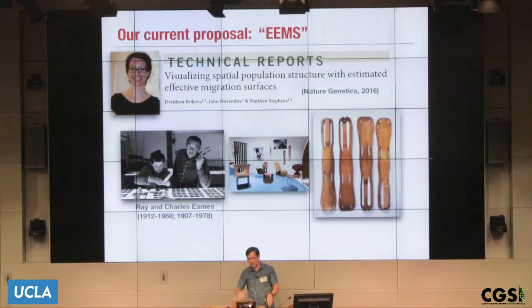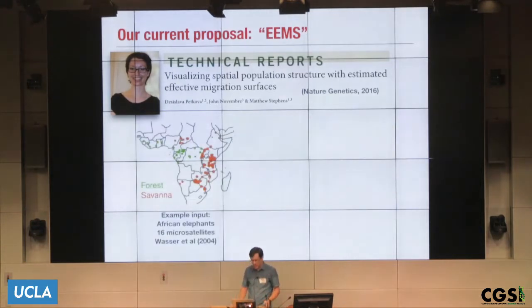So the idea is that we're going to be bending surfaces of our parameter values to help represent the complex relationship of genes to geography. And so I'll try to make that more clear here.